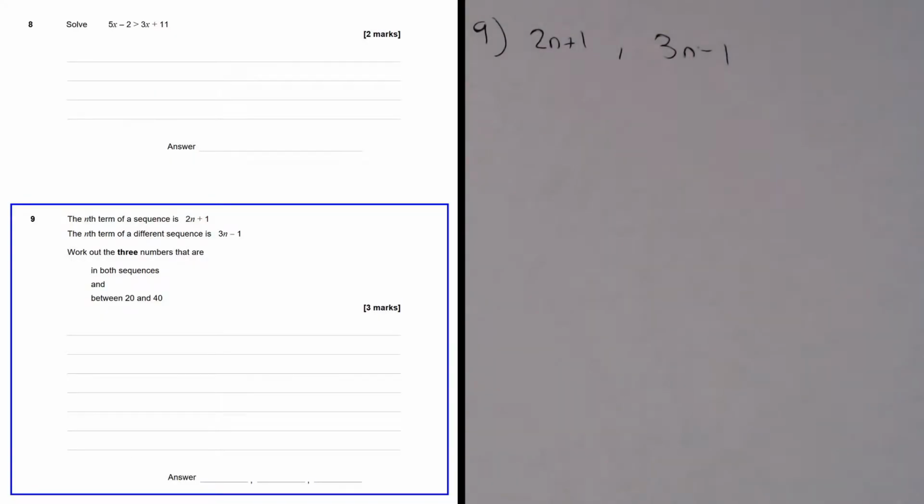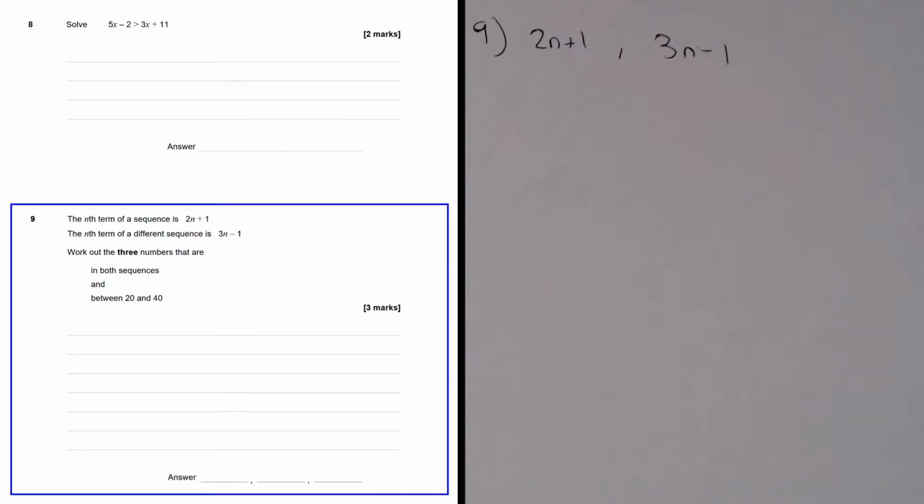Question 9 gives us the nth terms of two different sequences, 2n plus 1 and 3n minus 1. And the question asks us to work out three numbers that are in both sequences and between 20 and 40. Now, for those of you who may go on to study number theory at a higher level, there are quite rigorous ways of doing this, but for the purposes of the GCSE exam, I suggest we cleverly list all possibilities and then circle the ones that are the same.